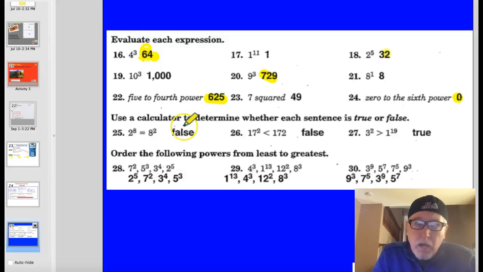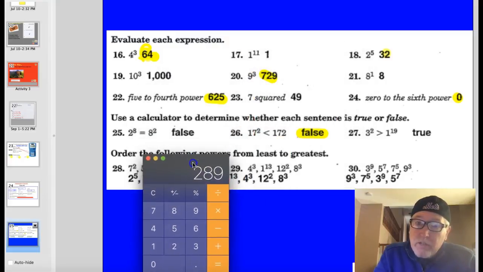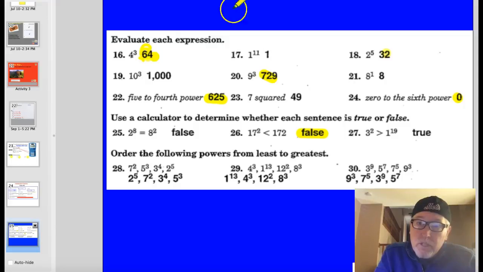Okay. How about this one? Use a calculator to determine whether each sentence is true or false. Is 17 less than 17 squared? That is false. 17 squared, let me just pop it in real quick here. Grab the old calculator for you in case you didn't figure out how to do that one. 17 squared is just 17 times 17, which is equal to 289. So no, it's not less than 17 squared. It's greater than 17 squared.